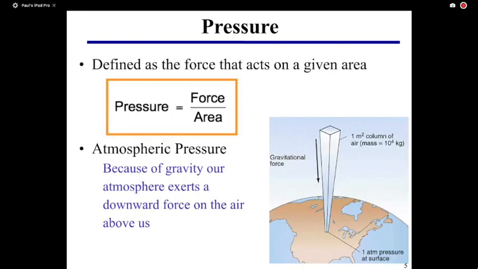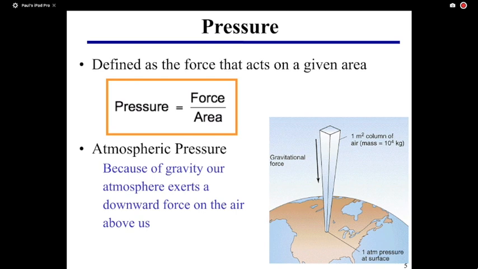Now pressure we need to define a little bit. Pressure is a force acting upon an area. The pressure that we talk about most often is air pressure, the pressure of air. We know that there's air in the atmosphere, and we know that the gravity of Earth is holding that air to the Earth. What we've done is measure how much force the air is pushing on us.